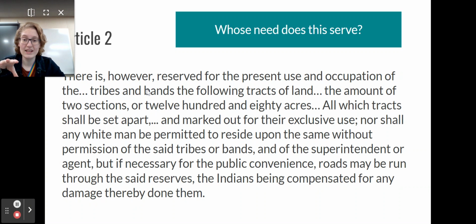Essentially, this is saying that there will be reservations that are exclusively preserved for the Native people, and that it will not be white settler land. So whose need does this serve?